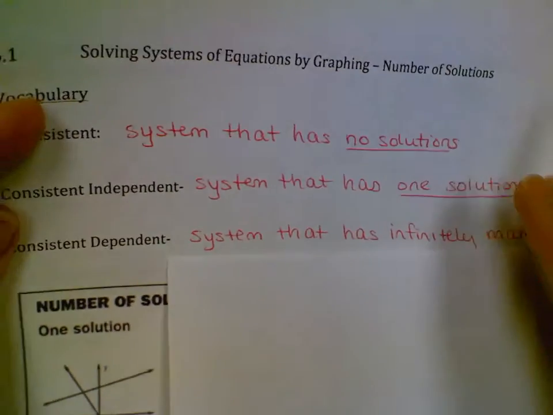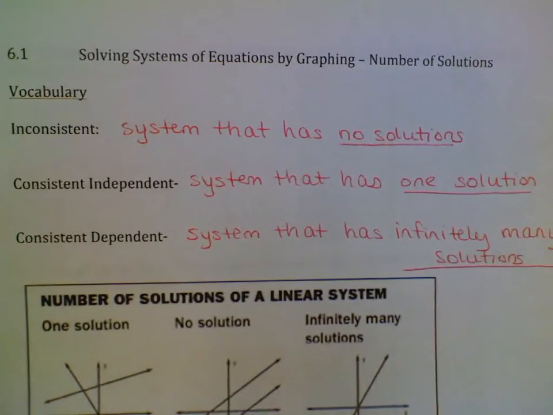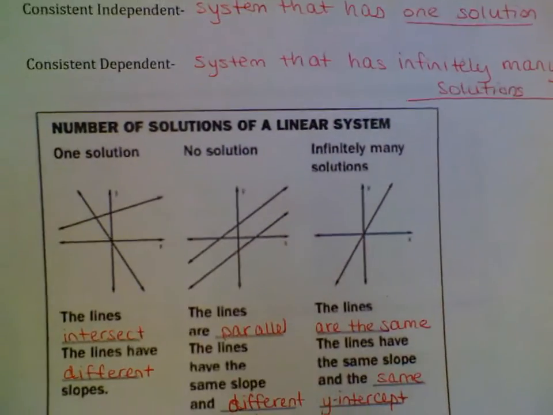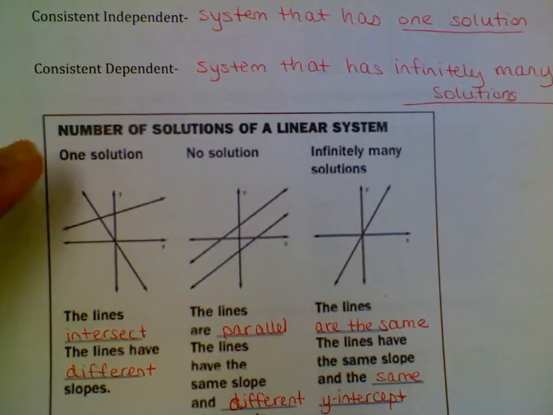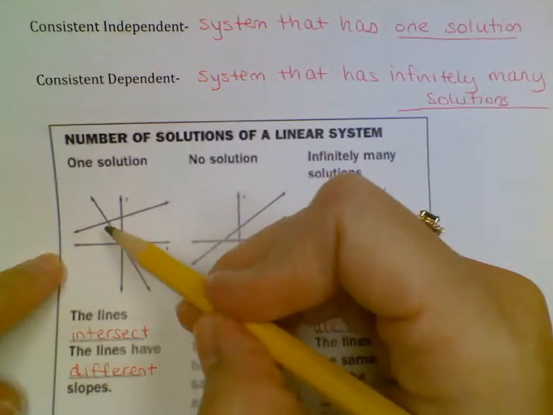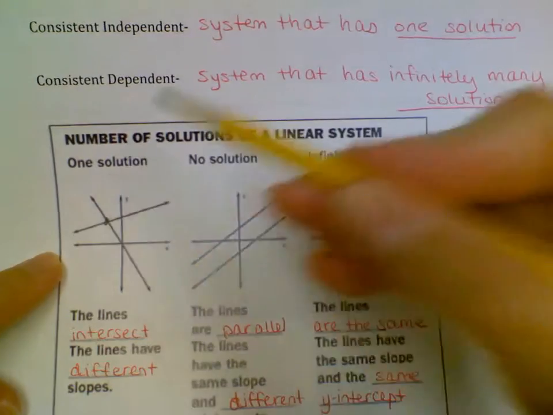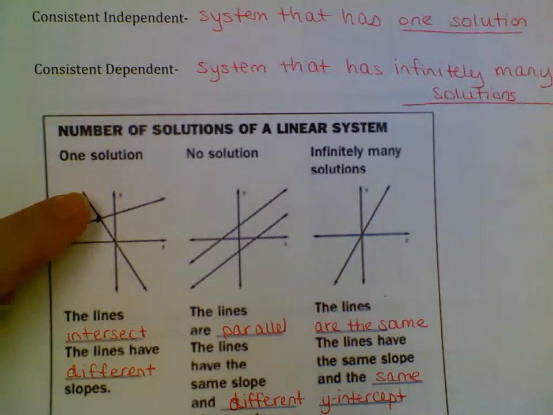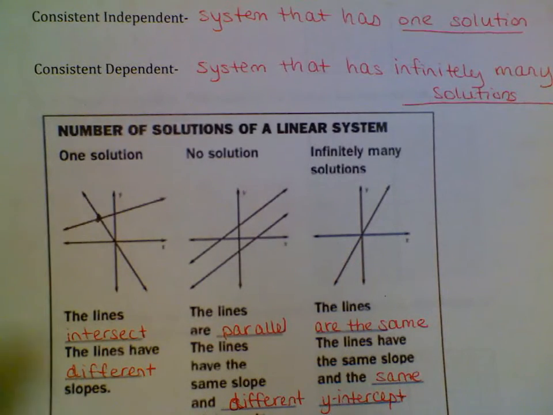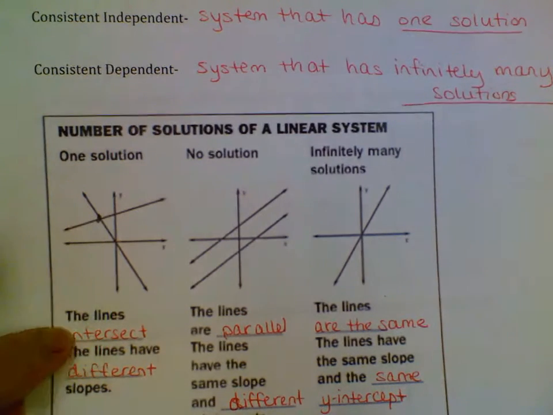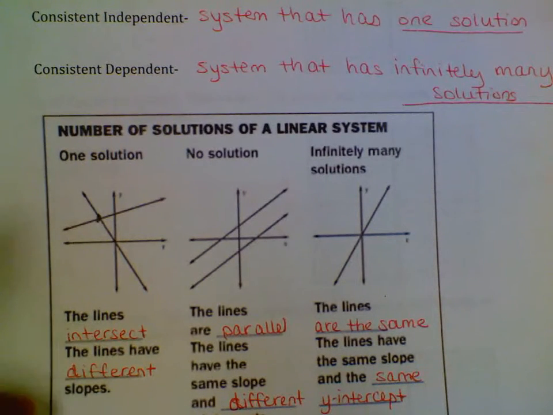In the next box, it's showing you the graphs so that you can match which one goes with which. So if I have one solution, in the graph it's showing you that it's going to intersect one time. So however many times I intersect will be how many solutions I have. If you want to fill in the blanks down here, it's saying that the lines will intersect, and that means the lines will also have different slopes so that they intersect.